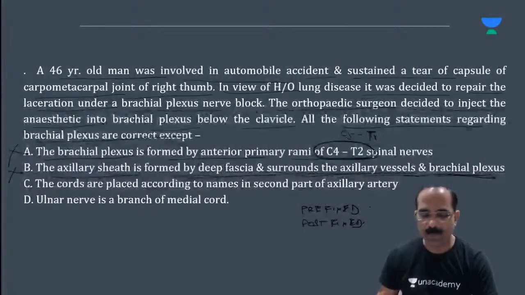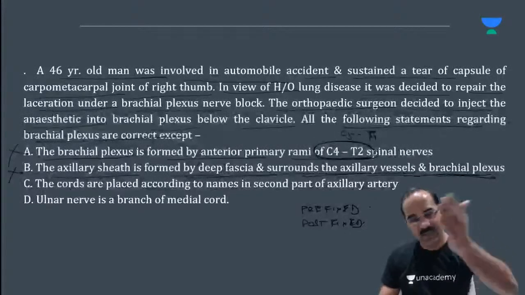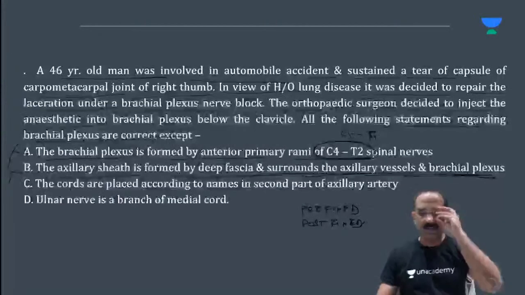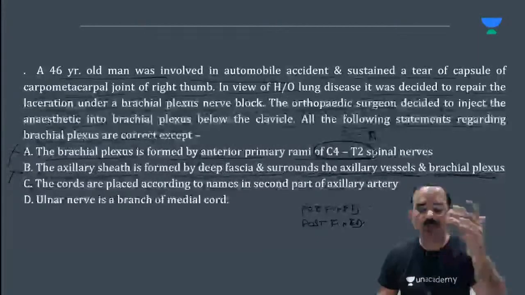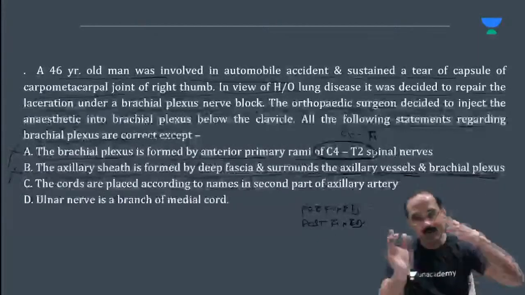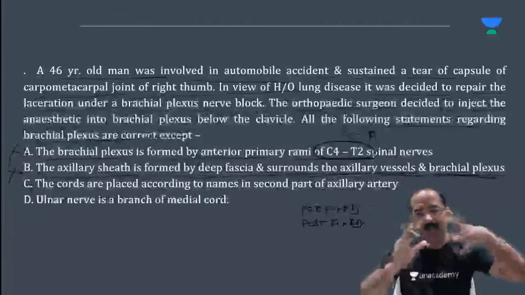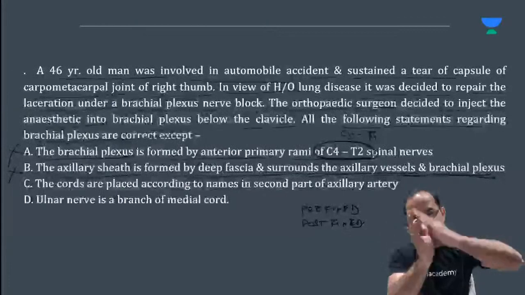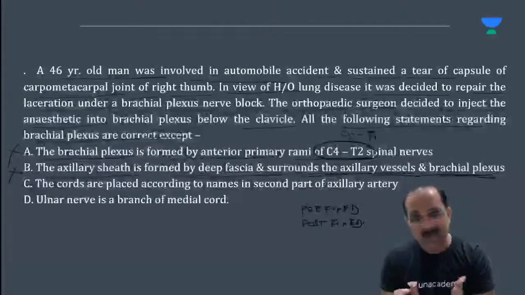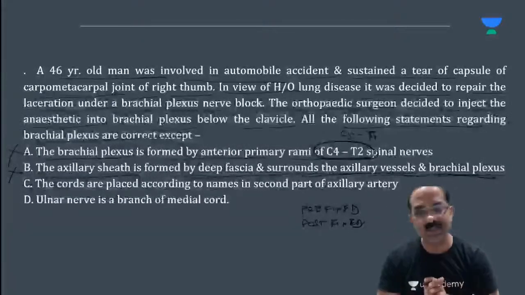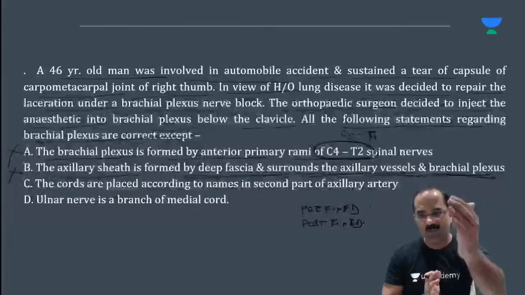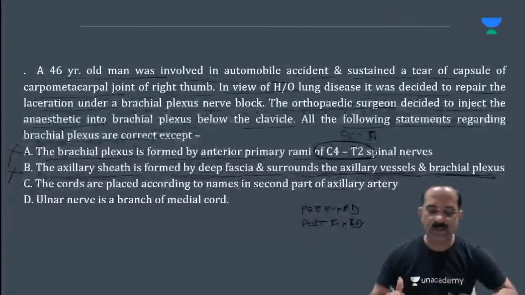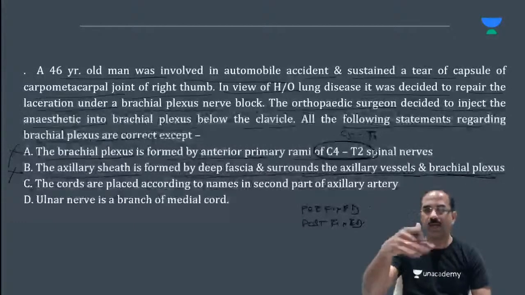Is it understood? It is not the vein. The axillary vein is outside the axillary sheath. Remember this. Why? Because the axillary vein has to bring more blood. If the axillary vein brings more blood, it has to distend, and to distend it needs to have a space. So the axillary vein is outside the sheath. Is this clear?